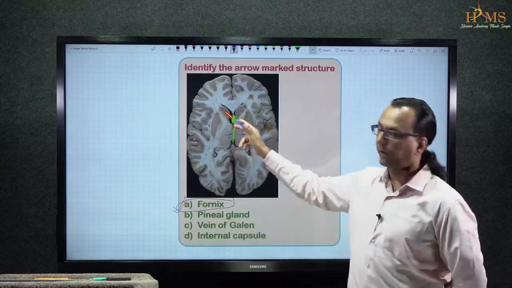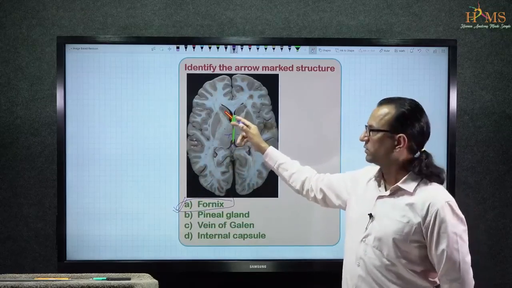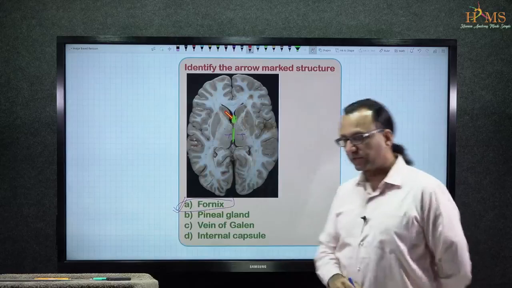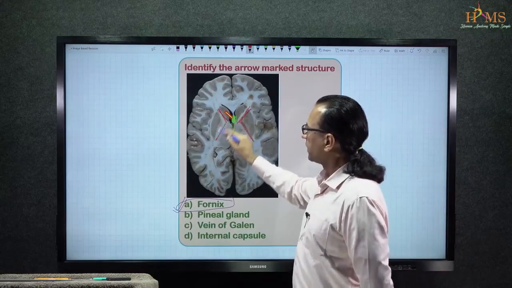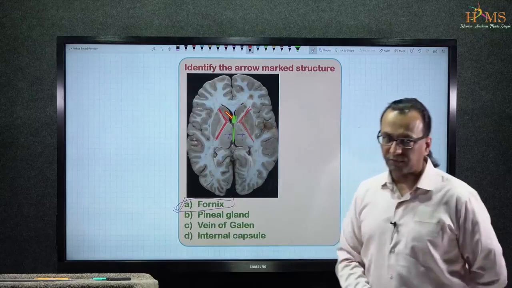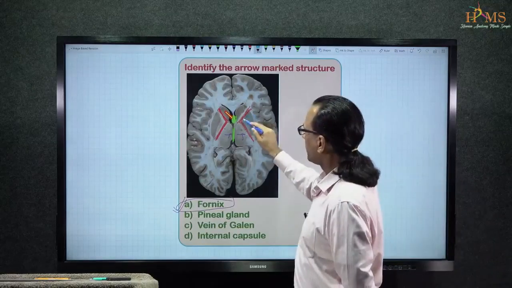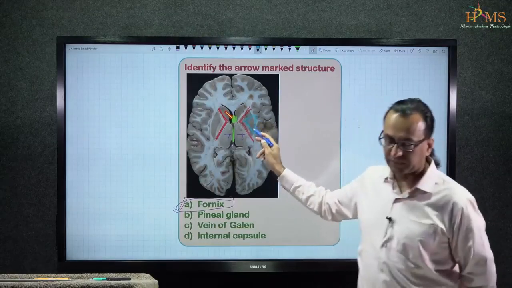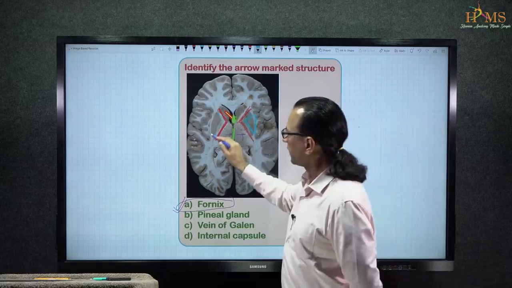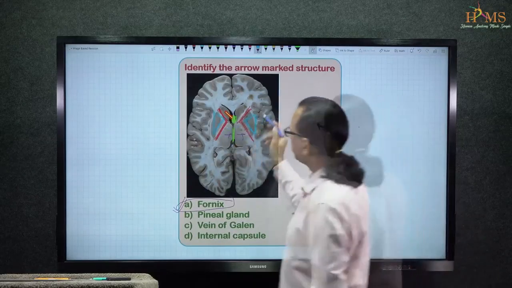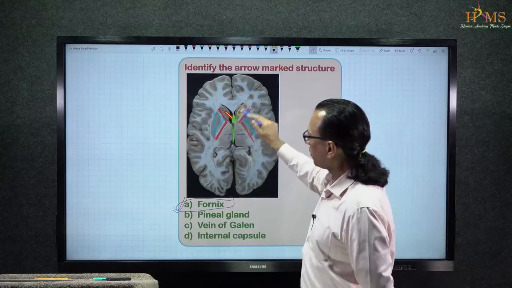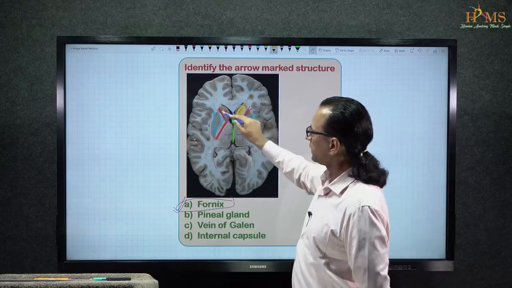It is the major output tract from the hippocampus, which also comes as a question. The other things which you can see is this V-shaped internal capsule on either side, which is sandwiched between the lentiform nucleus laterally, that is for the basal ganglia. This is the lentiform nucleus which is lateral to the internal capsule on either side. And here we have got the head of the caudate nucleus on either side.